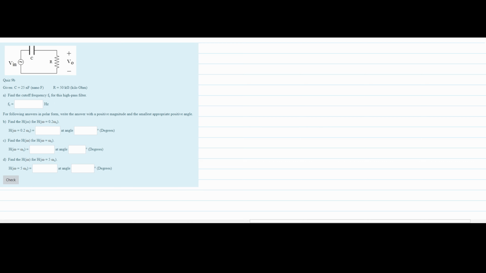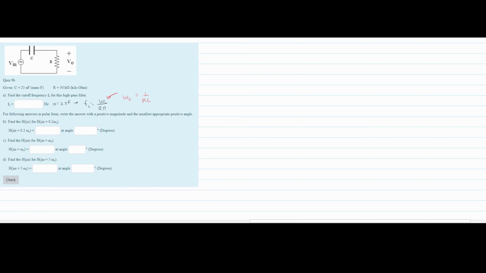Well, omega is equal to 2 pi times f. So we can rewrite this as our f of c is equal to omega c divided by 2 pi. And so that's going to be our frequency. Now we need to find our omega c. And again, this is in the notes, but our omega c is equal to 1 over our r times c.